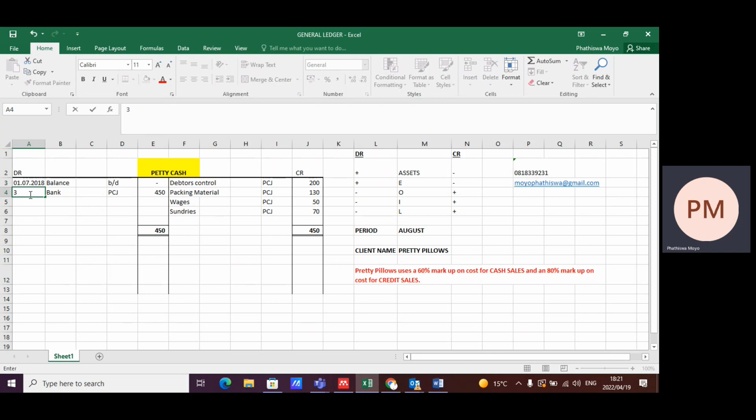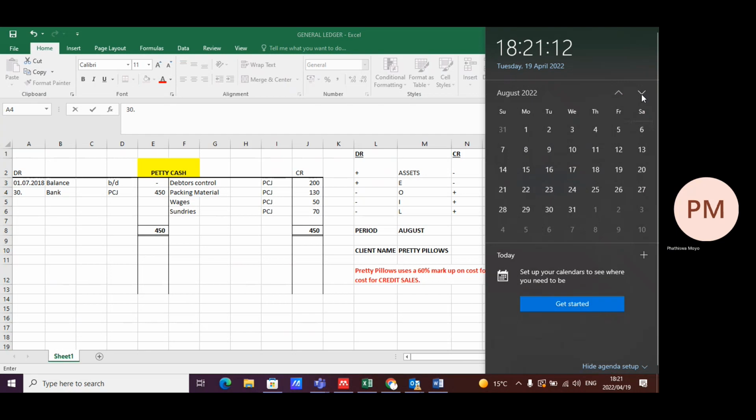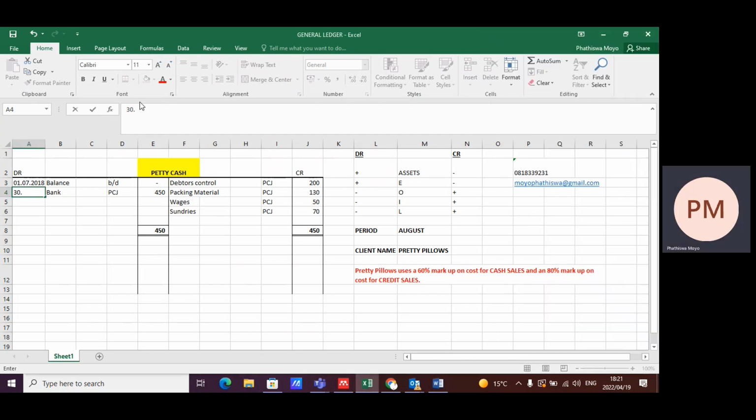Then we'll take these balances as at the end. I don't know if August ends on the 30th, I think the 31st. Let me not make up stories. Yes, the 31st, because my cousin is born on the 31st of August. That's how I know.